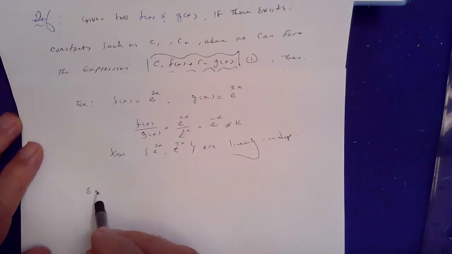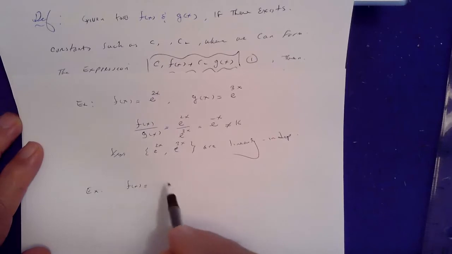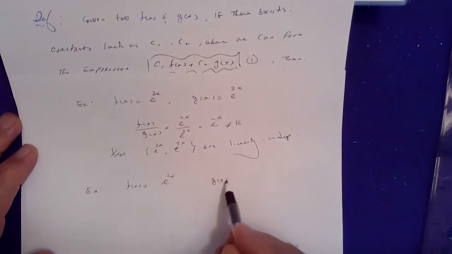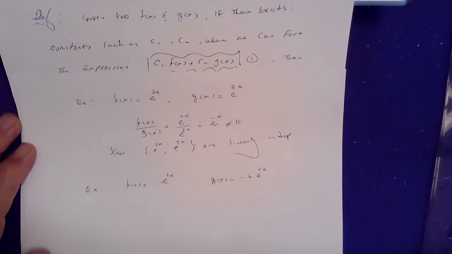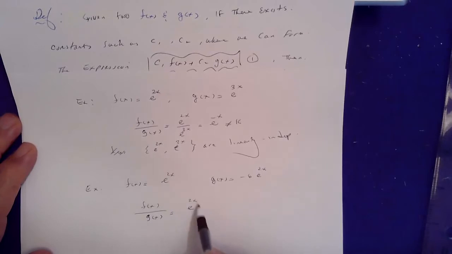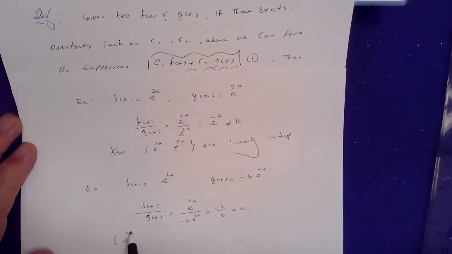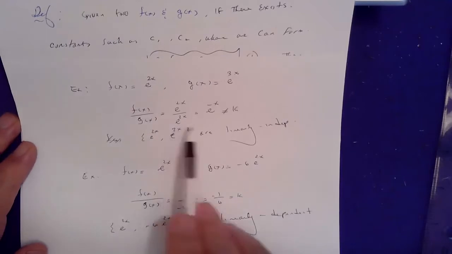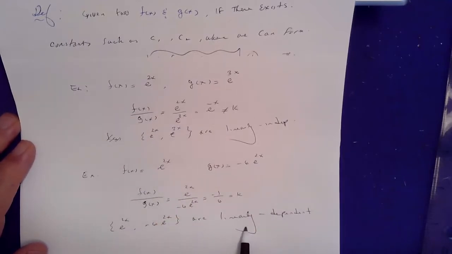On the other hand, if I have f of x equal to e to the 2x, and g of x equal to -6 e to the 2x, and I form the ratio of these two functions, I get e to the 2x over -6 e to the 2x, and that's -1/6, which is a constant. So the conclusion is e to the 2x and -6 e to the 2x are linearly dependent functions. So these guys were linearly independent, these guys were linearly dependent.